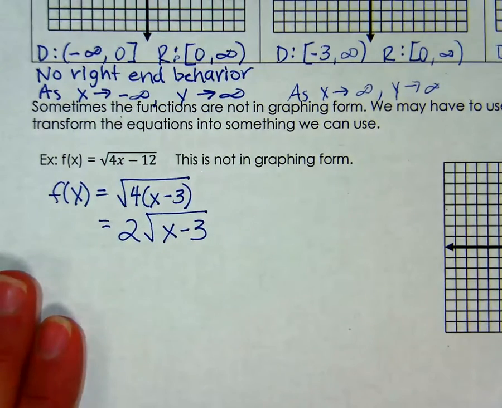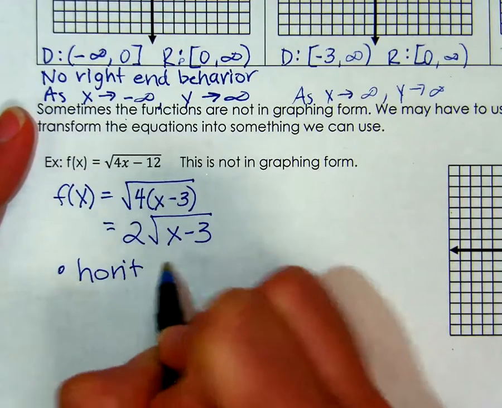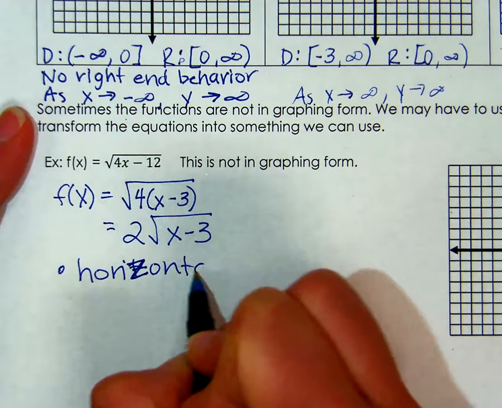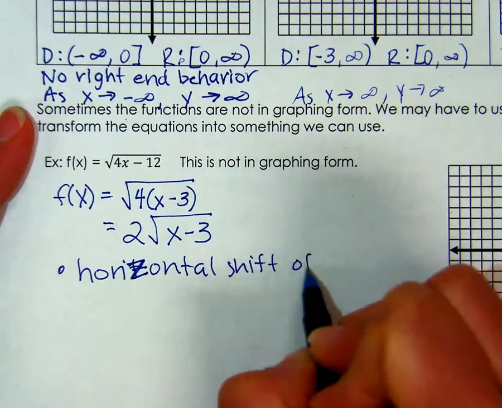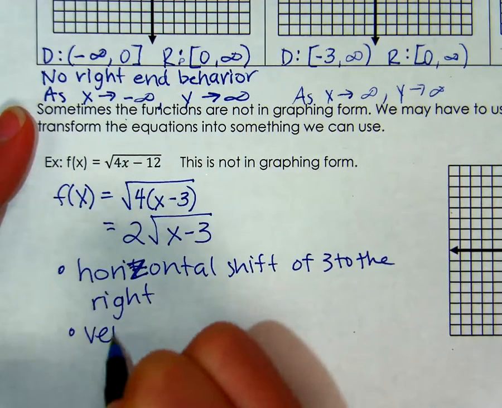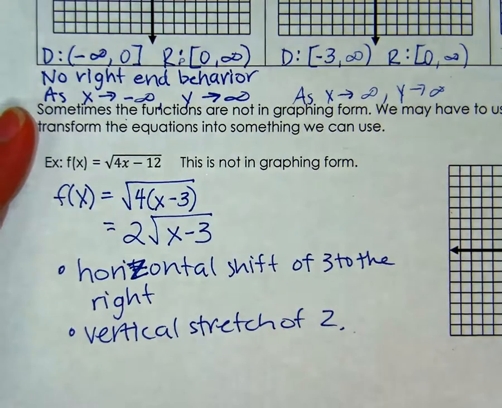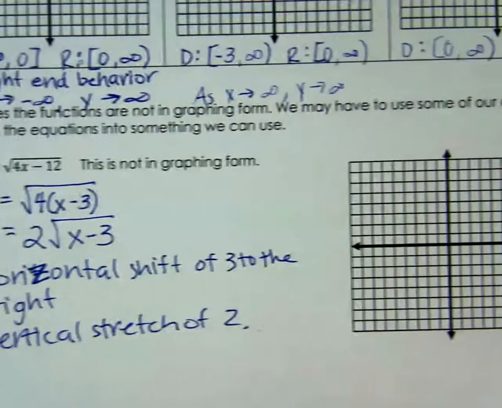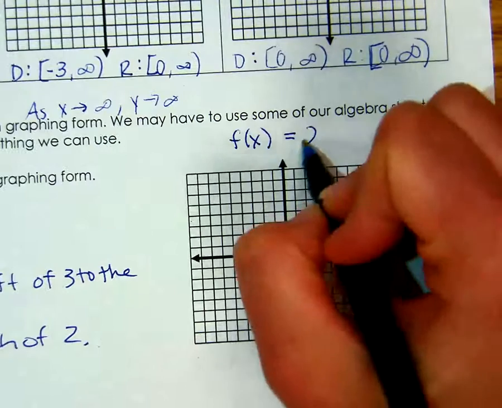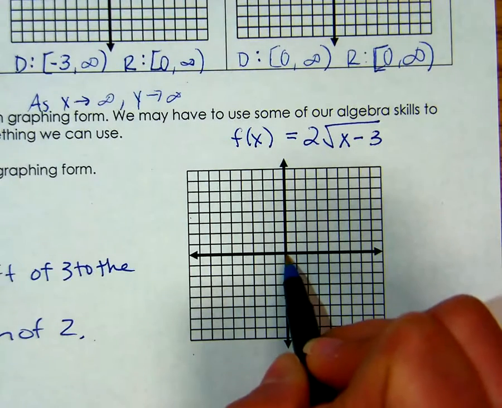So now we know what we can do. We have a horizontal shift of 3 to the right, a vertical stretch of 2. So I'm going to come back to my graph, and again, this is what I'm graphing. F of x equals 2 times the square root of x minus 3. My horizontal shift of 3 to the right, so I go 1, 2, 3, and I put my new vertex.